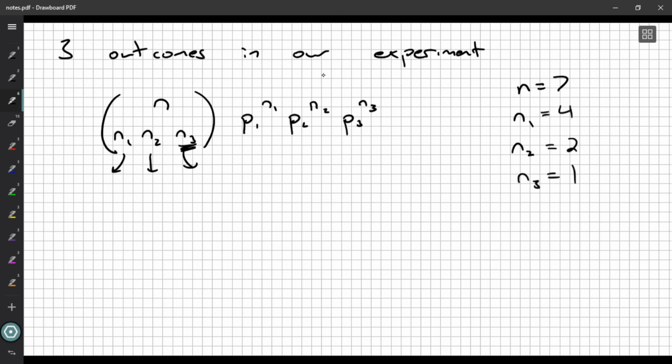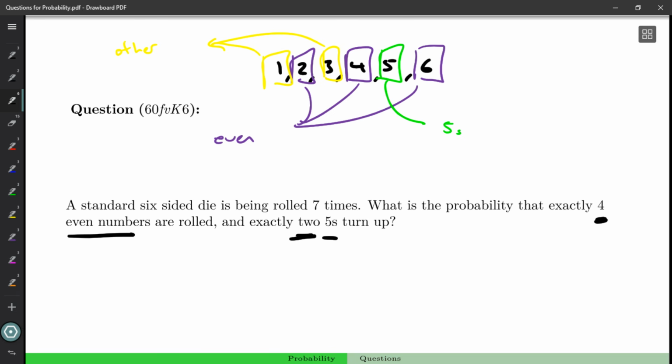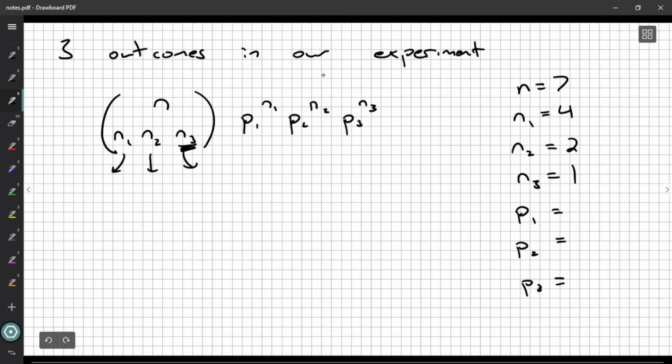We also need the probabilities. What are the chances we get an even number? What are the chances we get a 5? What are the chances we get one of the others? Now, it's a fair die with 6 possible outcomes. They're all equally likely. 1 of the 6 outcomes is a 5. 3 of the 6 outcomes are even. And 2 of these sides are the other category. So we get a probability of 3 out of 6, or 1/2, for getting an even number. 1 out of 6 for getting a 5. And 2 out of 6, better known as 1/3, for getting the leftover category.